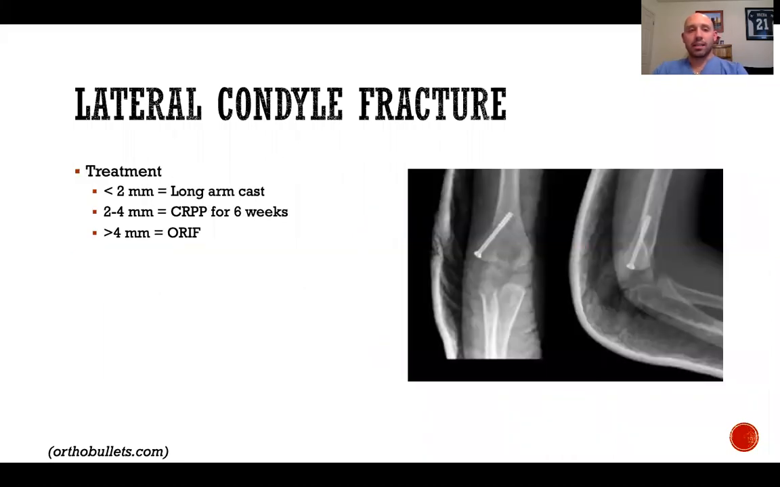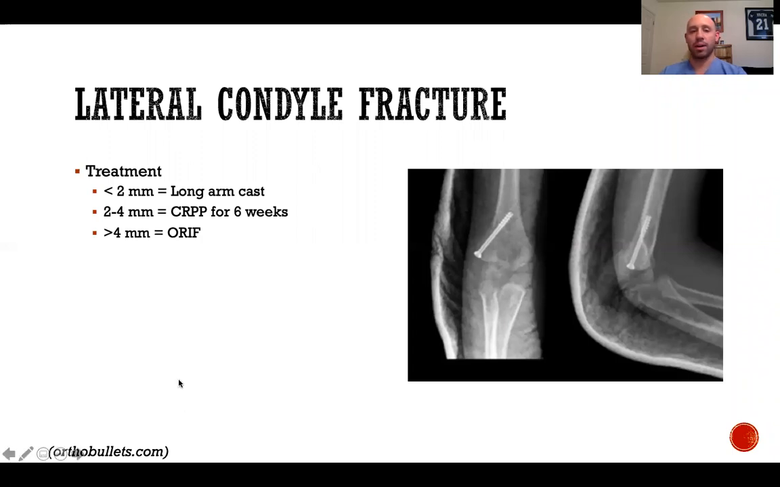So the way we treat these is we look at the amount of displacement. And so if it's less than 2 millimeters, we can treat this in a long arm cast, similar to non-displaced supracondylars. If it's this gray area 2 to 4, we can do a closed reduction percutaneous pinning. And then if it's greater than 4 millimeters, we have to do a formal open reduction, get a better reduction of that fragment. And then often we'll put a screw there since we're open.